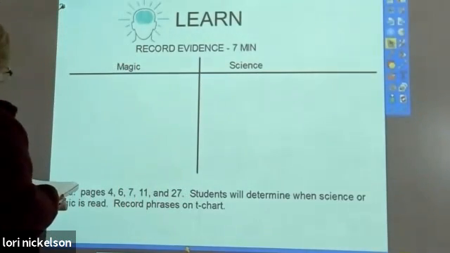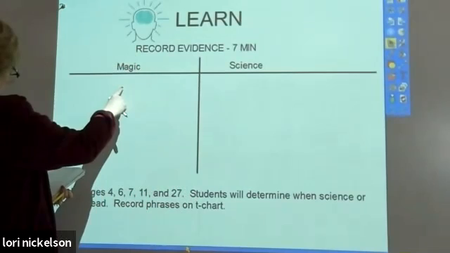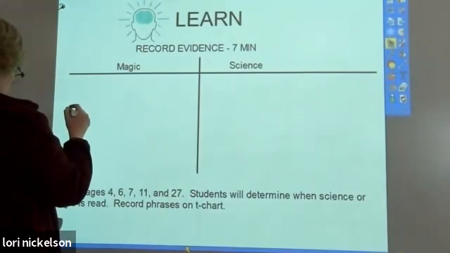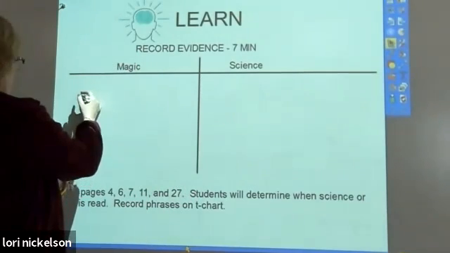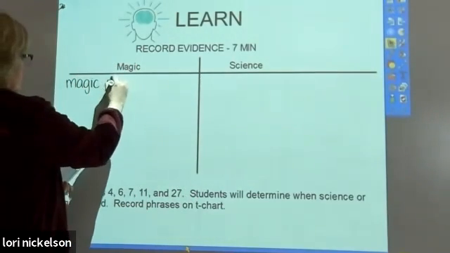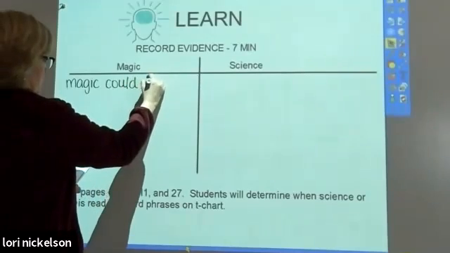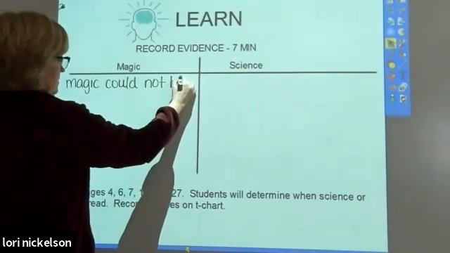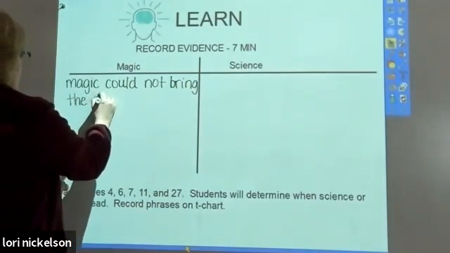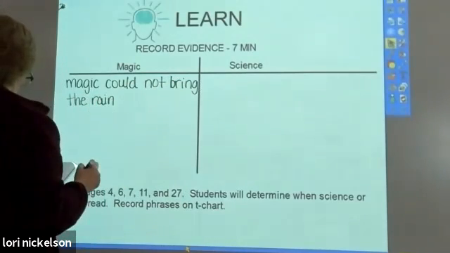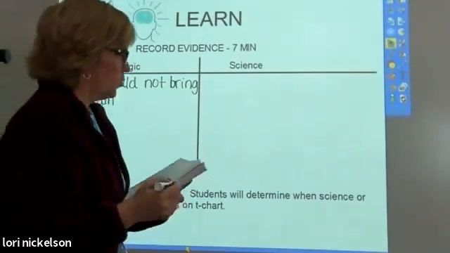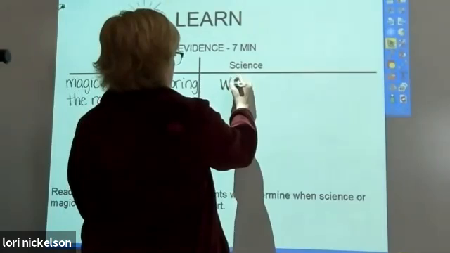So on magic over here, I'm going to put, magic could not bring the rain, okay? And on the science side, I'm going to put, William read science.